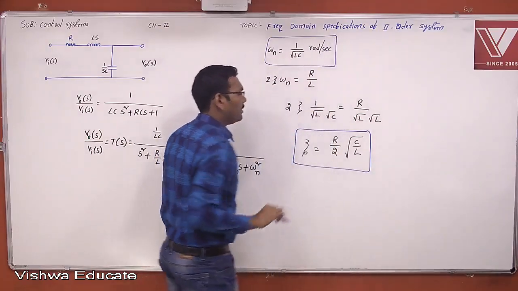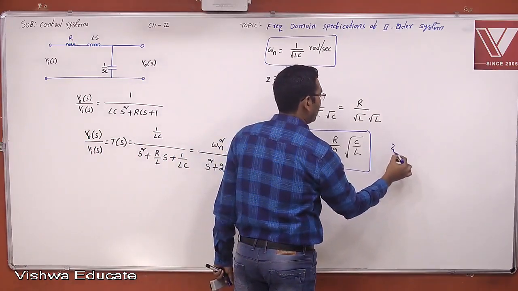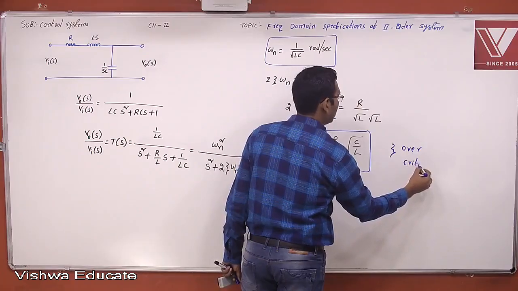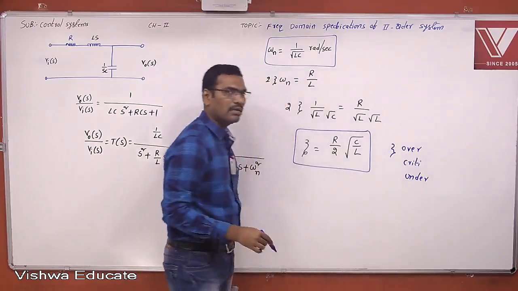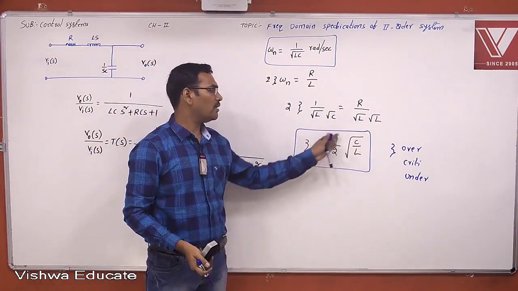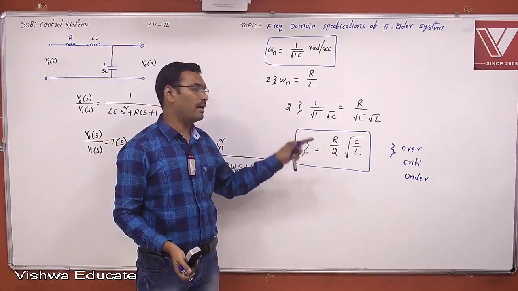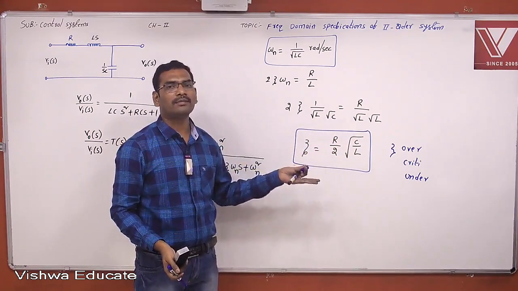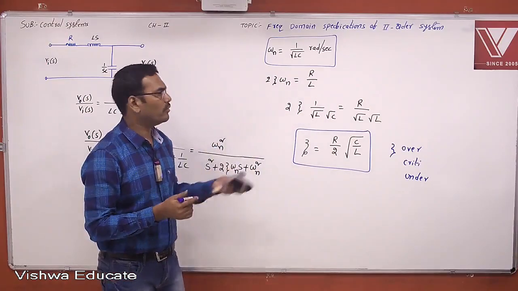Students are having a doubt: sir, how can I find zeta? How can I get an over-damped response, a critically damped response, or an under-damped response for different zeta values? How can I verify the different zeta values? By changing the RLC components, this zeta changes. If you take R equals 0, zeta equals 0, undamped. Now choose R, L and C values such that you can get an overdamped, underdamped, or critically damped response. Whatever response you want, you can easily find.